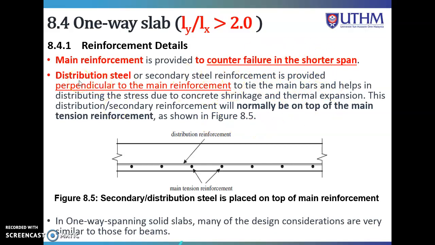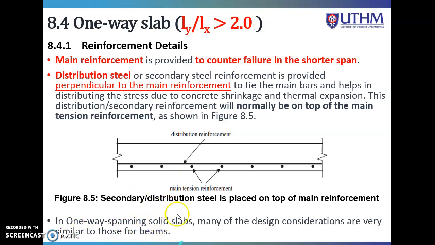Okay. Second, the distribution steel ataupun kita panggil secondary steel, distribution steel or secondary steel reinforcement is provided perpendicular to the main reinforcement. Maksudnya bila kita dah determine main reinforcement punya location, so the distribution steel ni adalah perpendicular kepada main reinforcement, to tie the main bar and helps to distribute the stress due to the concrete shrinkage and thermal expansion. Okay, this distribution or secondary reinforcement will normally be on top of the tension reinforcement. Okay, maksudnya kat sini kita akan nampak main reinforcement kat bawah, dekat atas ni on top is the distribution reinforcement.